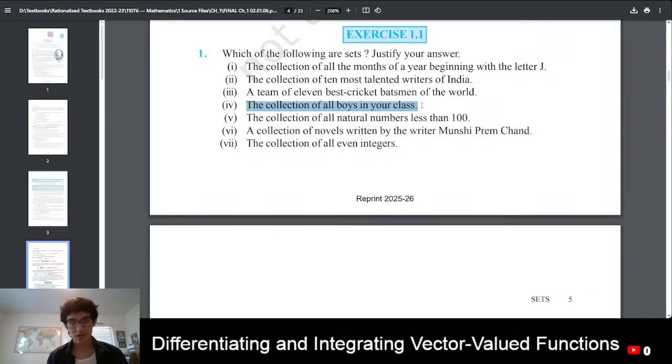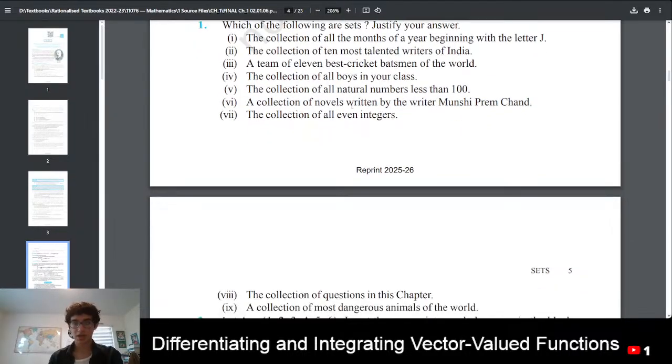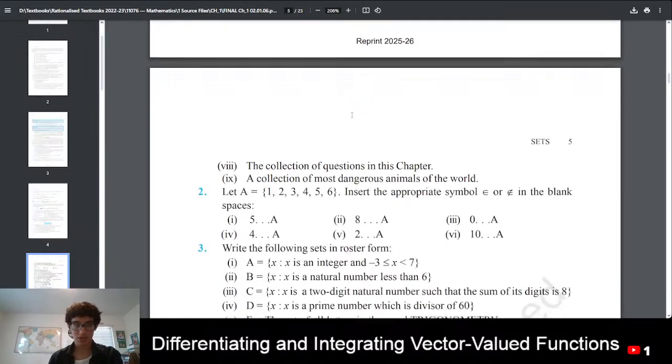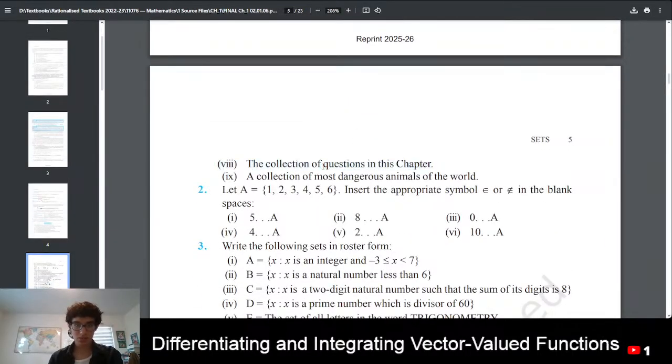this one's a little bit trickier, I guess. But I think the intention of the question is that yes, you know if someone's a boy or a girl. And if they are a boy and they're in your class, then they belong to the set, right? Otherwise, they don't. The collection of all natural numbers less than 100, same thing. It'll be 1 through 99. Again, this is objective, it's well defined, so that's correct. Same thing with 7, same thing with 8.